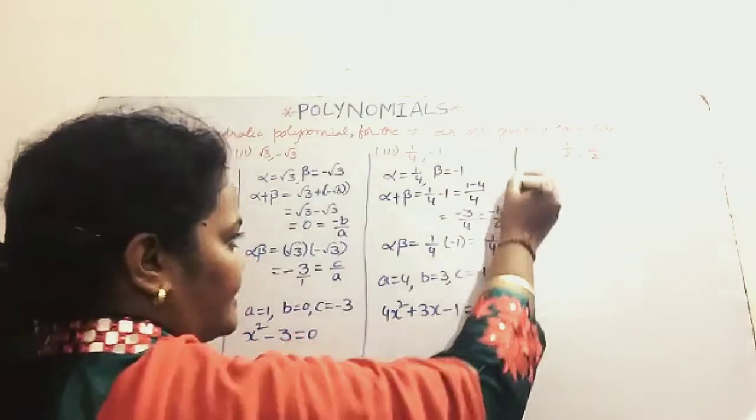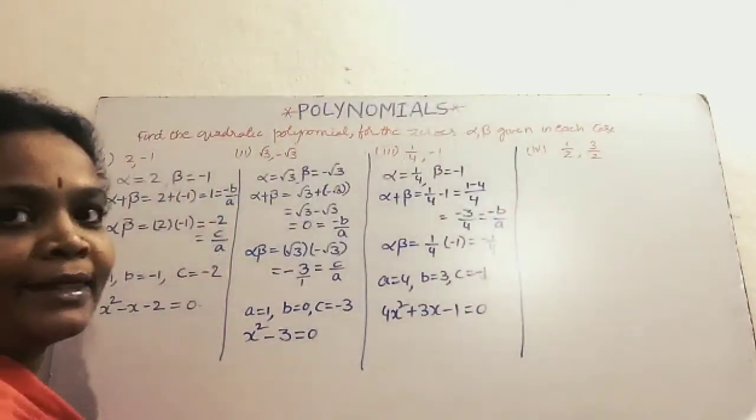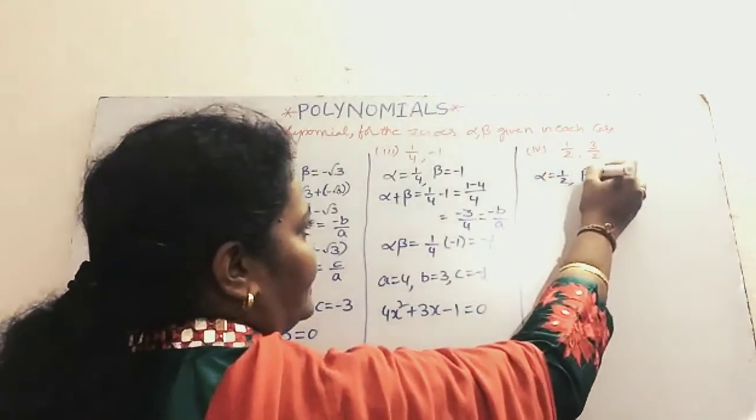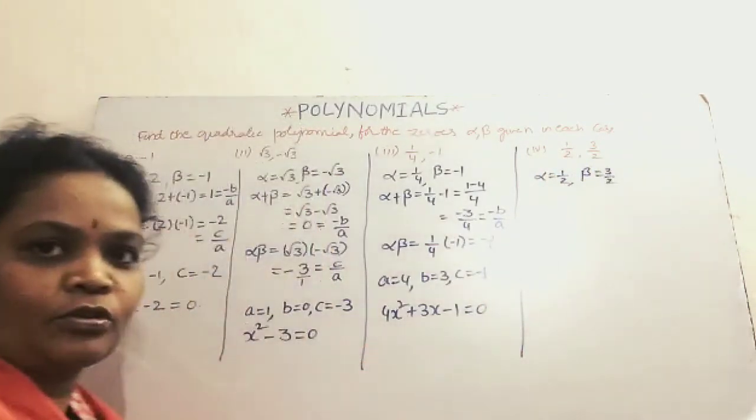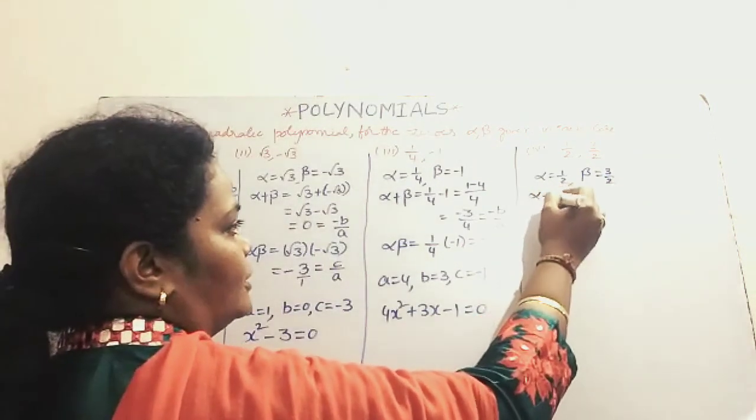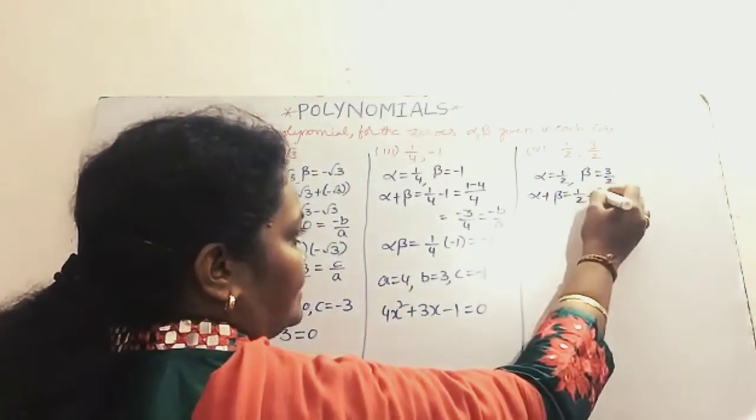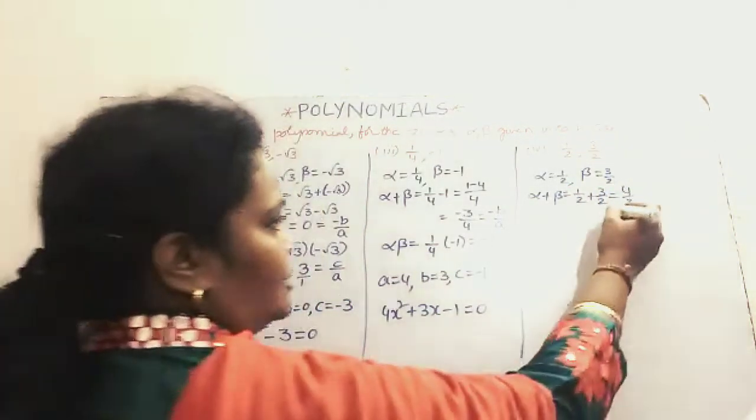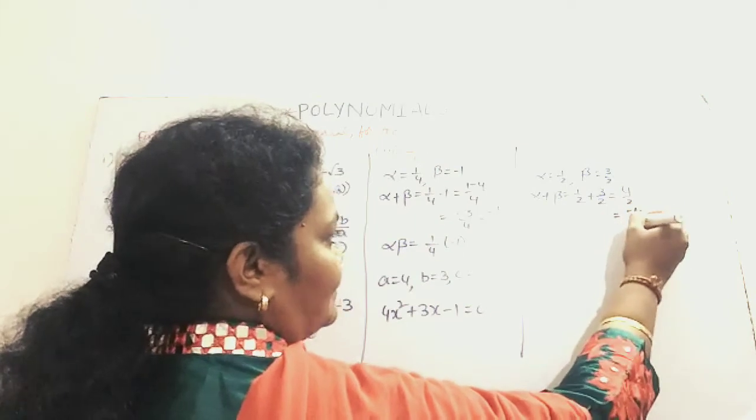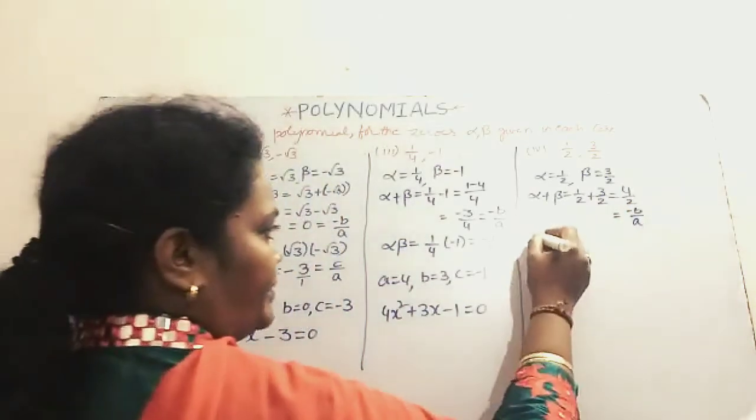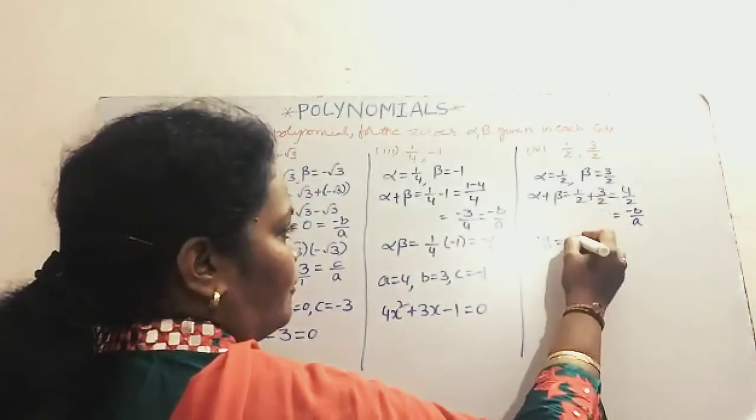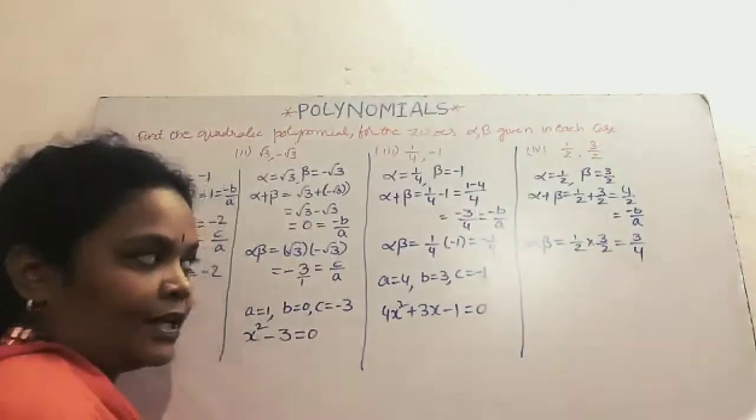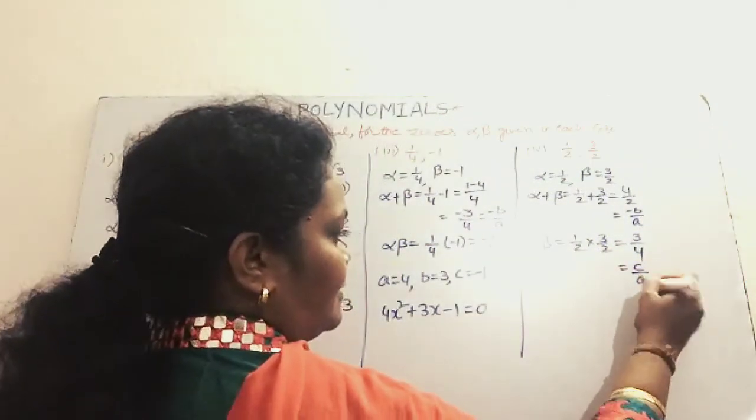And next 1 by 2 comma 3 by 2. So alpha equal to 1 by 2 and beta equal to 3 by 2. So then alpha plus beta equal to 1 by 2 plus 3 by 2. That means 4 by 2. That is equal to minus b by a. And next alpha beta equal to 1 by 2 into 3 by 2. That means 3 by 4. That is equal to c by a.